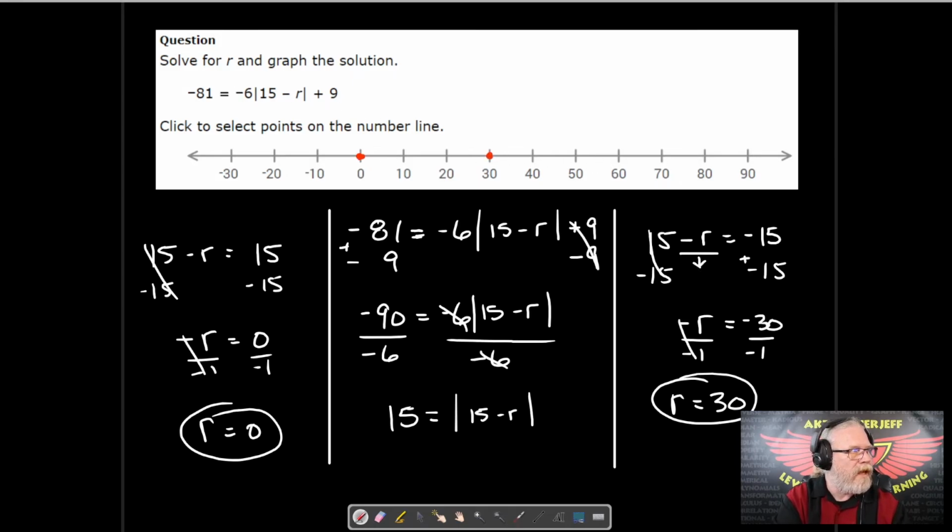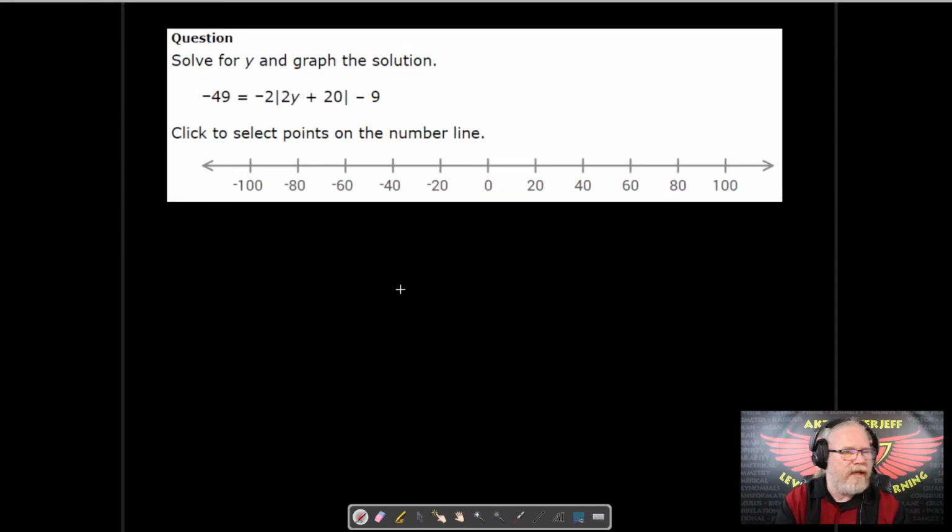Good to go. I think I should just have maybe one more question here, hopefully. Yep, indeed, this is the last one, so we're just about home. -49 equals -2 times the, I want to say quantity of, because I'm thinking of it as parentheses. Those are not parentheses, they're absolute values, so I'll correct myself. -49 equals -2 times the absolute value of 2y plus 20, and from that we're going to subtract 9.